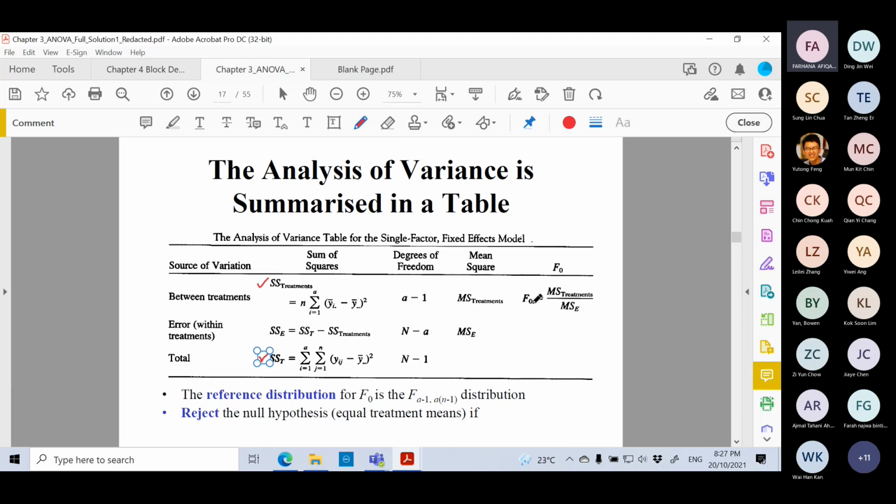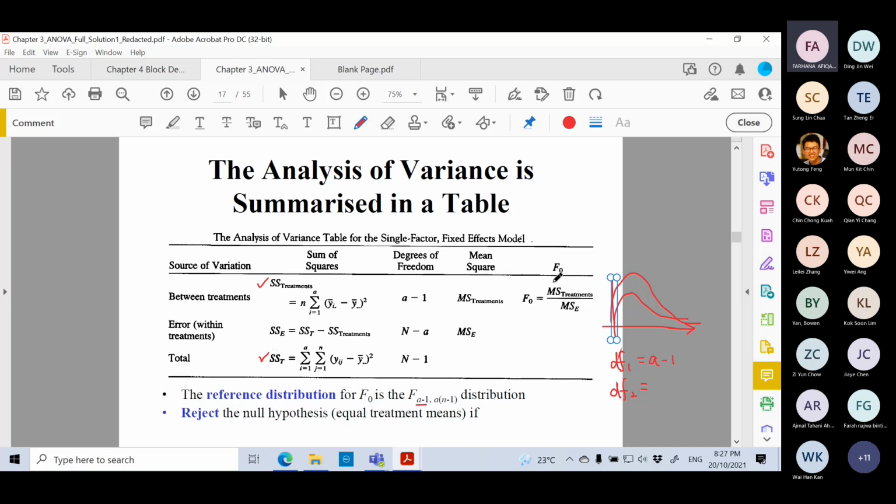So this F stands for the F distribution. The reference for the F is the F distribution. The shape of the F distribution will behave like this one. It will keep changing according to the shape here. The F distribution depends on two degrees of freedom. If you want to look for the F distribution, you need to refer to the two degrees of freedom. The first degree of freedom will be A minus 1.